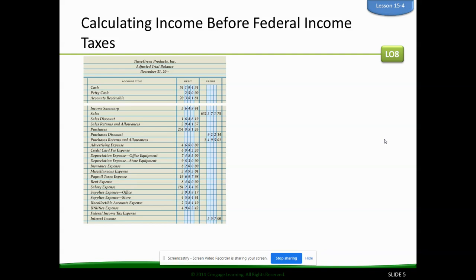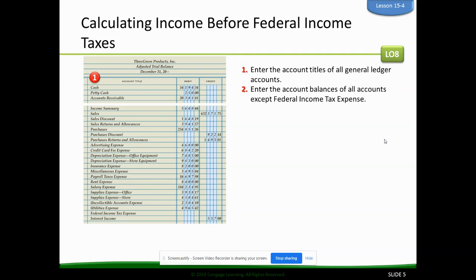So here is the adjusted trial balance, but then we need to calculate income before federal income taxes. So we're going to enter the account titles of all general ledger accounts. We're going to enter the account balances of all accounts except federal income tax expense. So you can see that one down here, federal income tax expense.